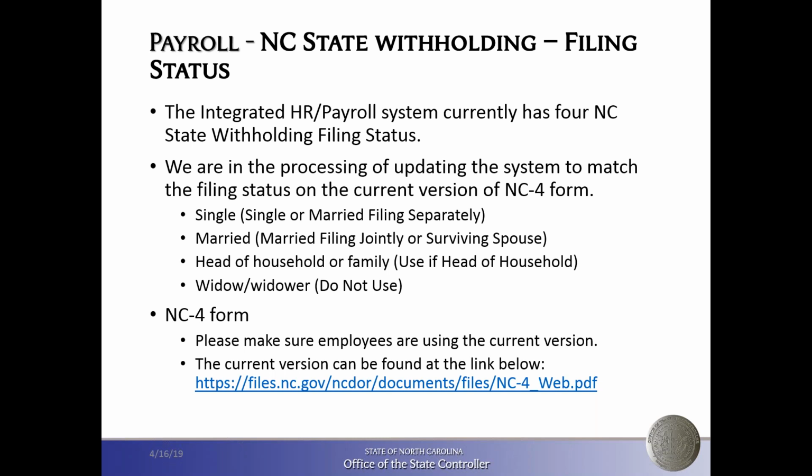Okay. Currently, I noticed when Adam did show me, we had a couple of forms out here. The NC form that was being used was an old version. It's important, when you fill out any type of tax form, that you make sure it's the current version being used. The current version can be found at the link below. I gave it a little hyperlink where you can click on that link and it goes directly to the NC form. The current form is dated Web 18, and that is the form employees should be using to fill out at this time. Any questions? Okay.